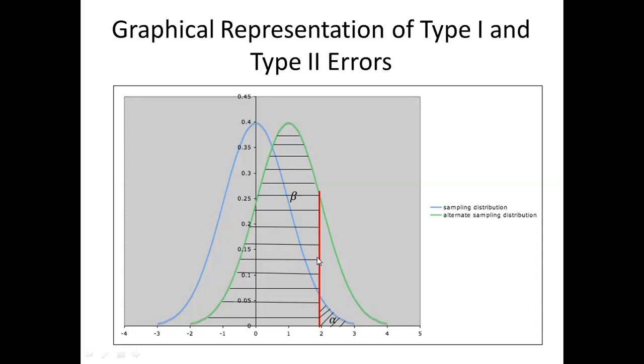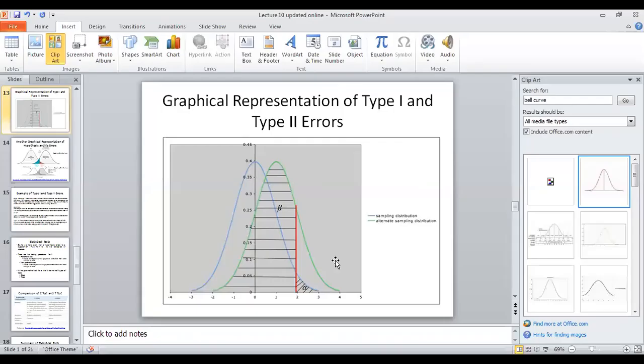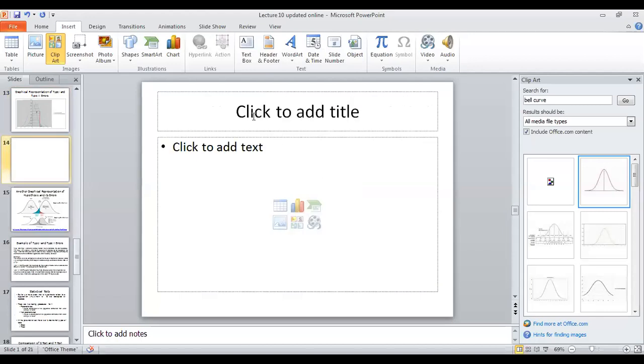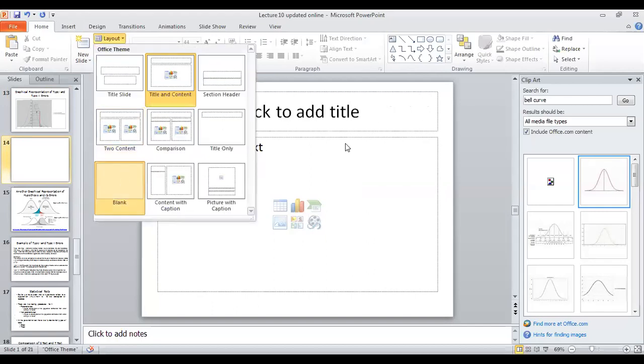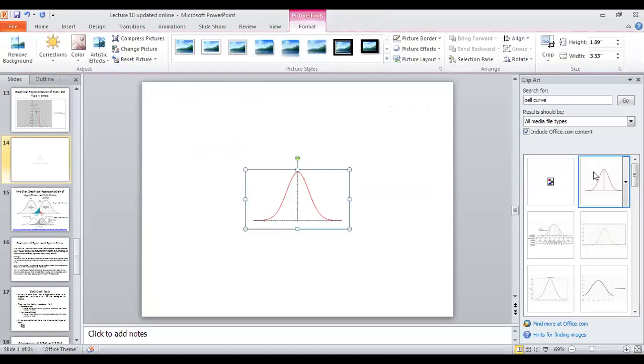So let's do a little simulation to understand this phenomenon, how increasing alpha would decrease beta and vice versa. So let's do this little simulation. I'm opening a blank empty slide over here, and let's make the layout completely blank, and let me bring these two normal distributions on the slide.